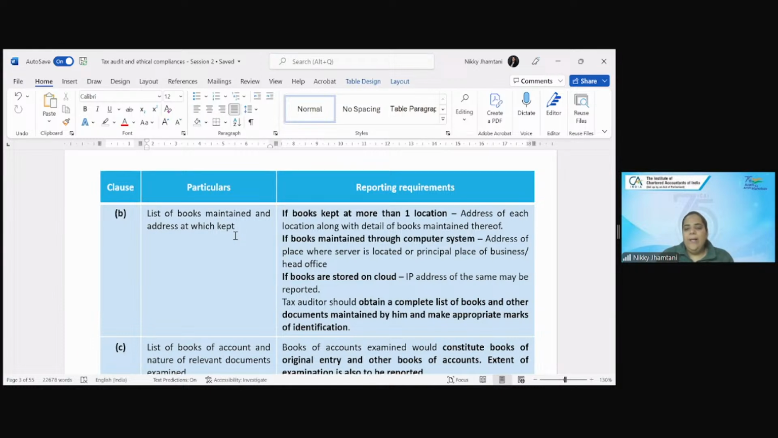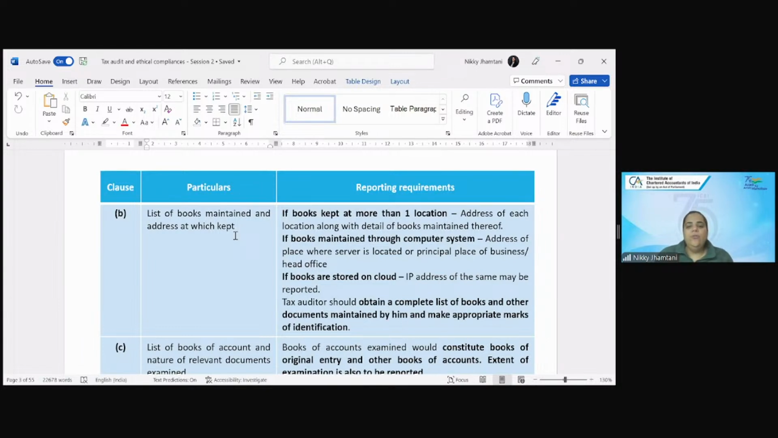If books maintained through computer system, address of place where server is located or principal place of business or head office. If we maintain books in a computer, not physically or manually, then where your server is located, or where your principal place of business or head office is. If books are stored on cloud, IP address of the same may be reported. If stored on cloud, the IP address has to be reported.